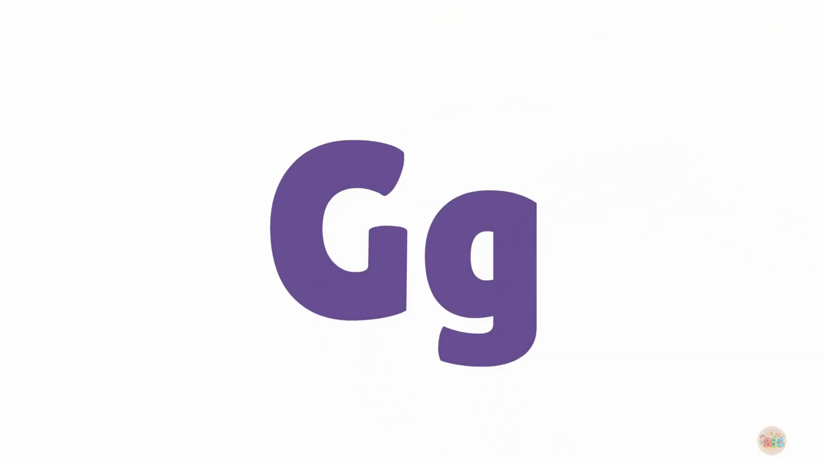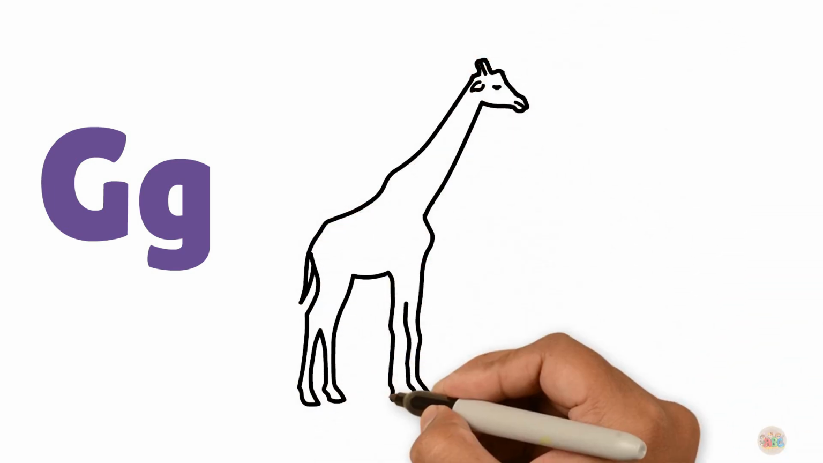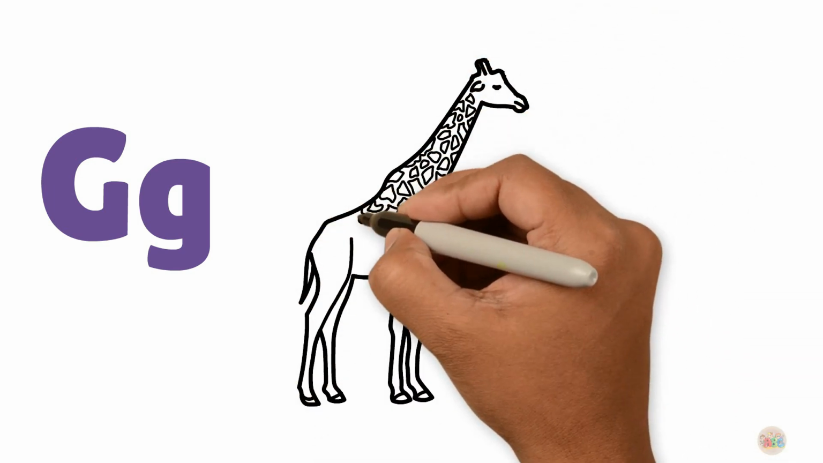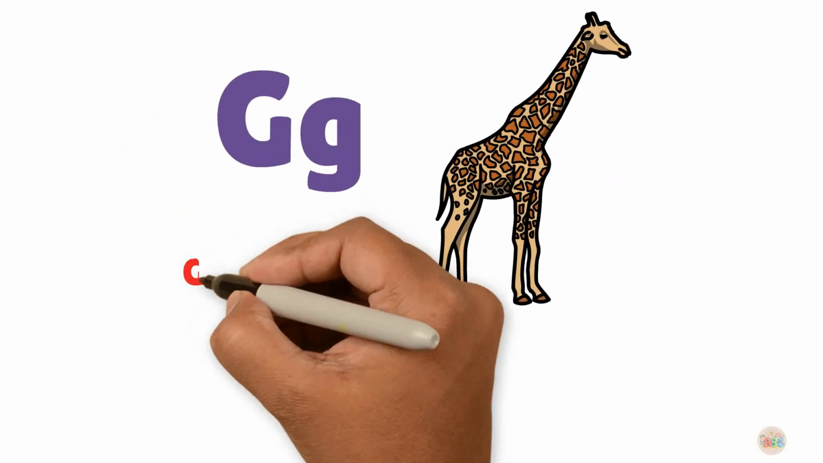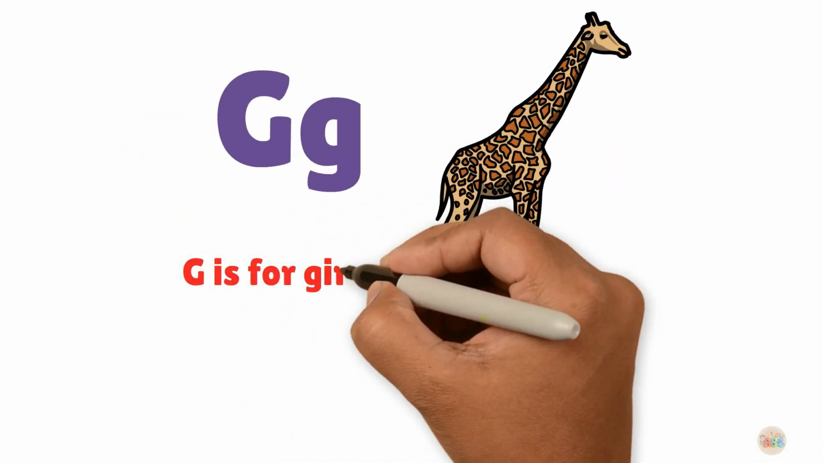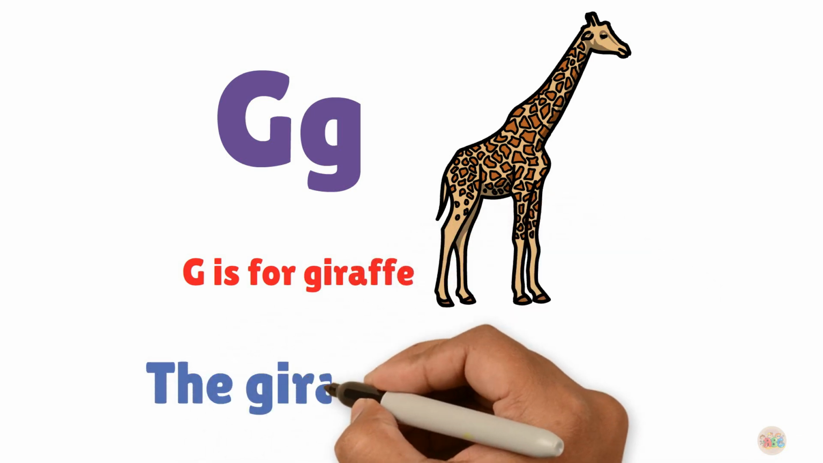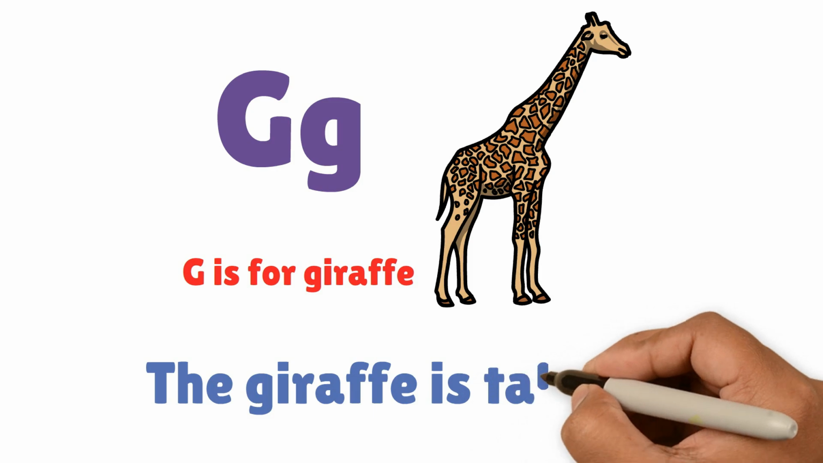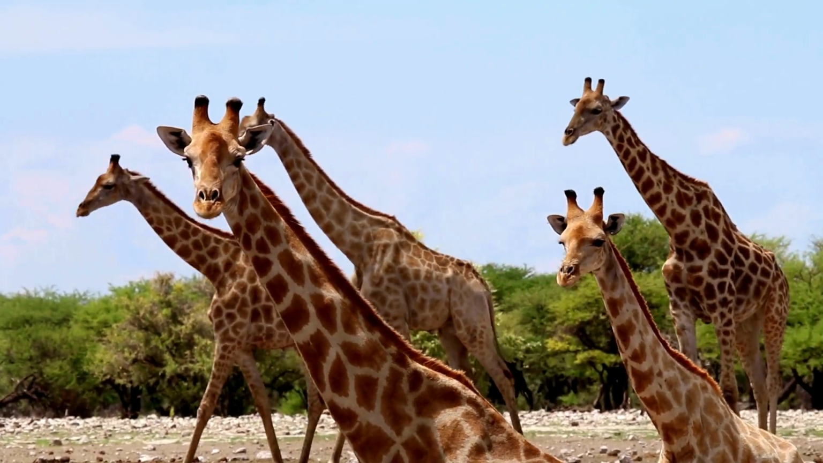Say with me. G. G is for giraffe. Again say with me. G. G is for giraffe. The giraffe is tall. Now it's your turn.